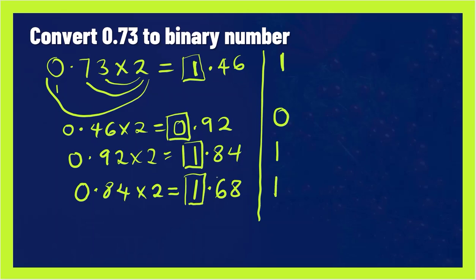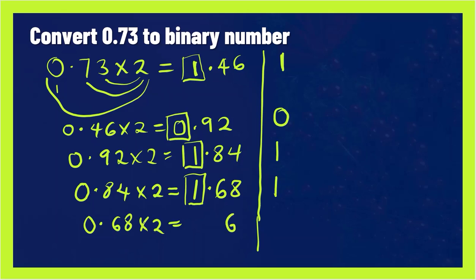Then anytime you encounter 1 on the integer part, all you need to do is to take out the fractional part. So you're going to multiply the fractional part again by 2. So the fractional part is 0.68. So we write it as 0.68. Then we'll multiply this by 2 again. So 2 times 8, that will give 16. So we write the 6. Okay, we carry the 1.